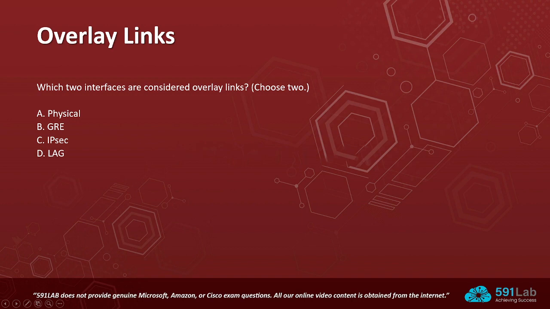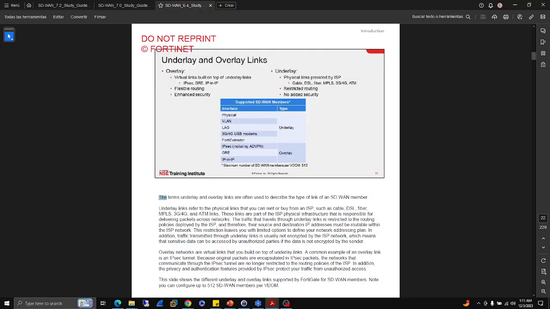Overlay links. And our question says which two interfaces are considered overlay links. We have to choose two. For this one, we are going to take a look at this documentation. And as you can see in underlay and overlay links, we have this classification that Fortinet gave us. And as we can see on overlay, we have IPsec, including ADVPN, GRE and IP in IP. The other interfaces are underlay.